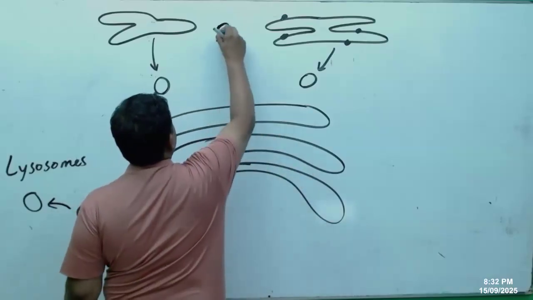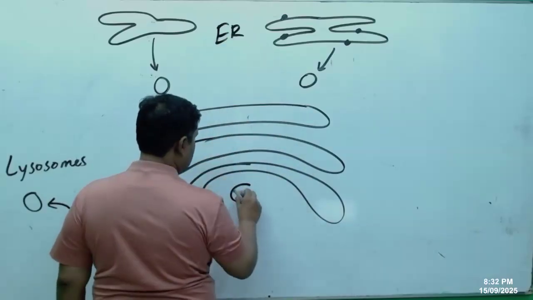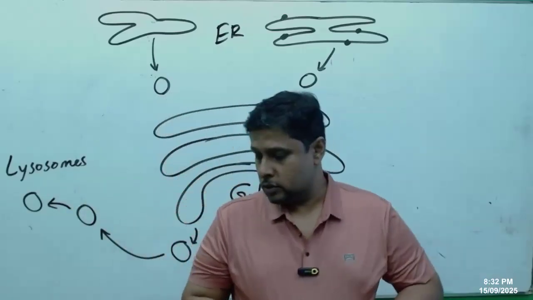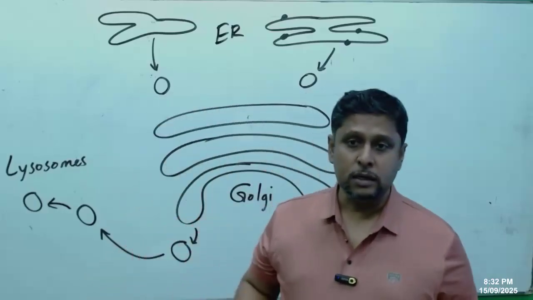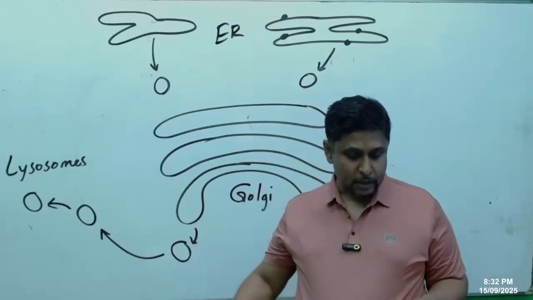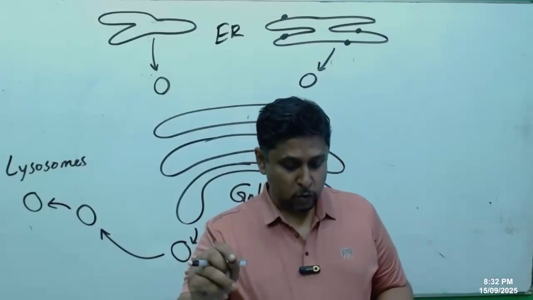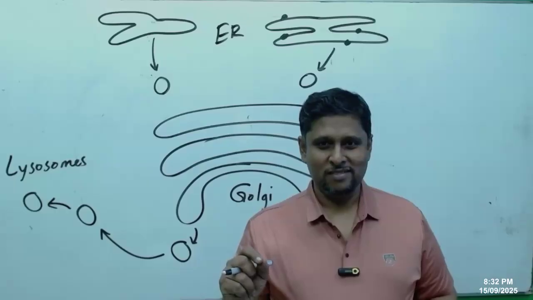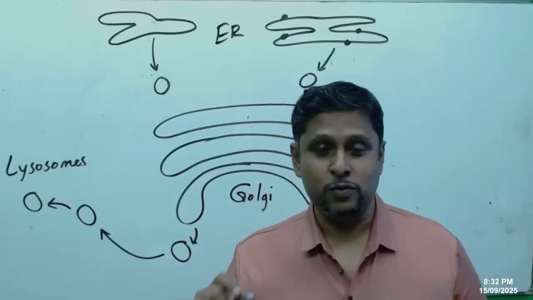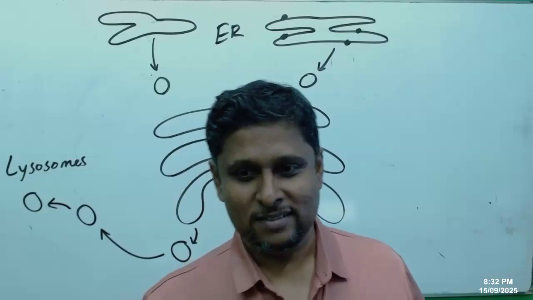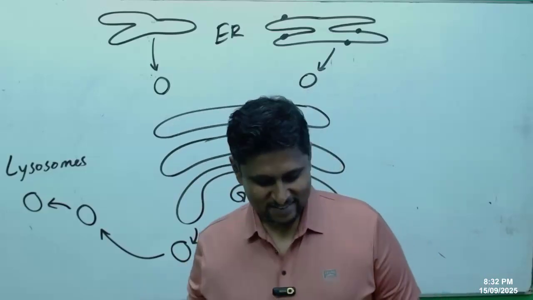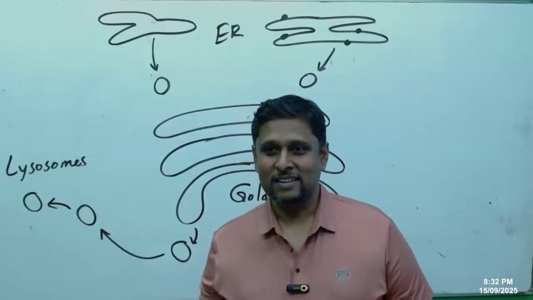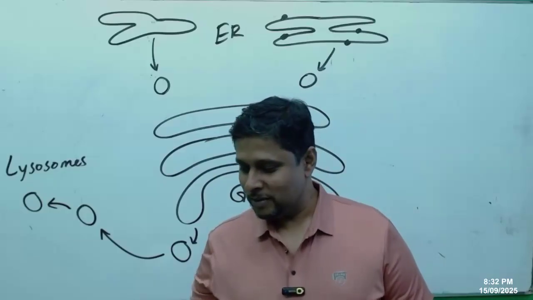So therefore there is a connection: ER, then Golgi, and then lysosomes. We'll write that: ER vesicles form Golgi apparatus, and Golgi vesicles form lysosomes.